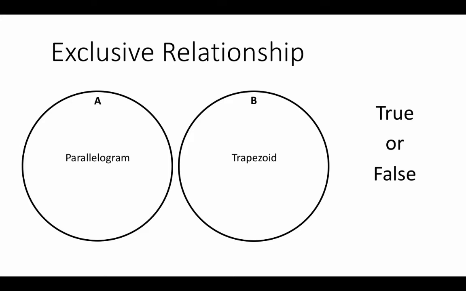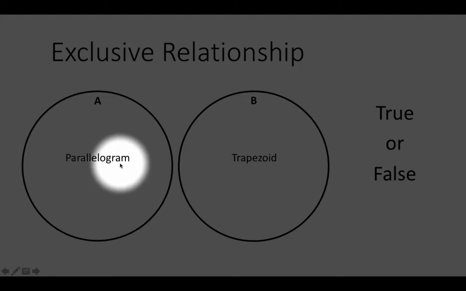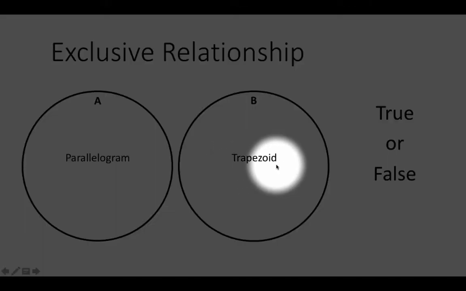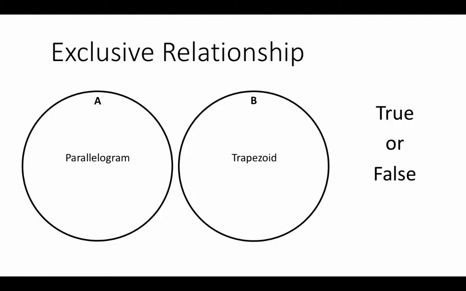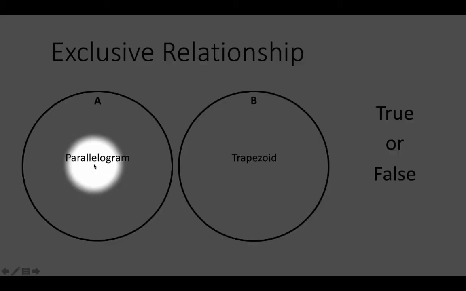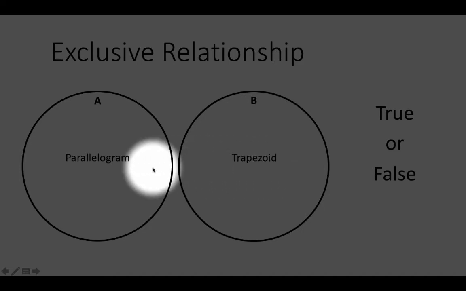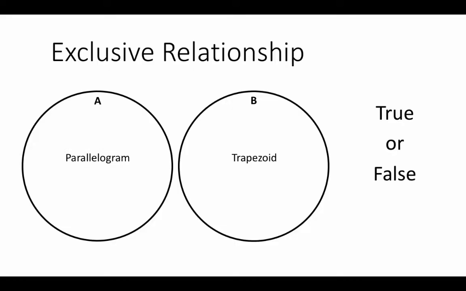Here's a trickier one. How about parallelogram and trapezoid? If you are a parallelogram, you have two pairs of parallel sides. If you're a trapezoid, how many pairs of parallel sides do you have? You have exactly one. So if you have two pairs of parallel sides, you can't have exactly one pair of parallel sides. If you have exactly one pair of parallel sides, you can't have two pairs. So the relationship between parallelograms and trapezoids is exclusive.